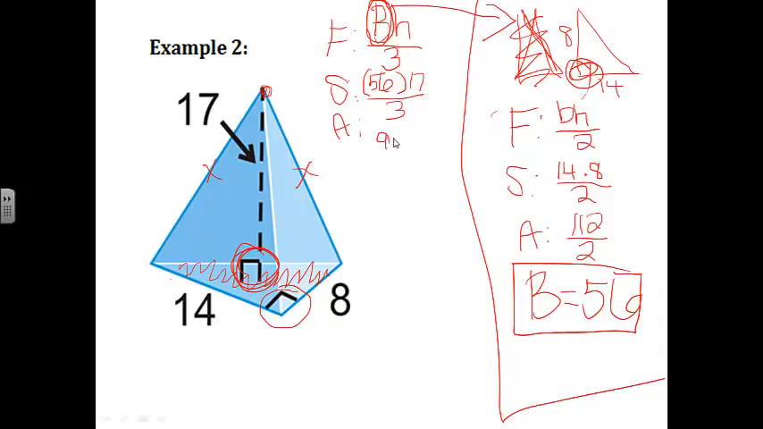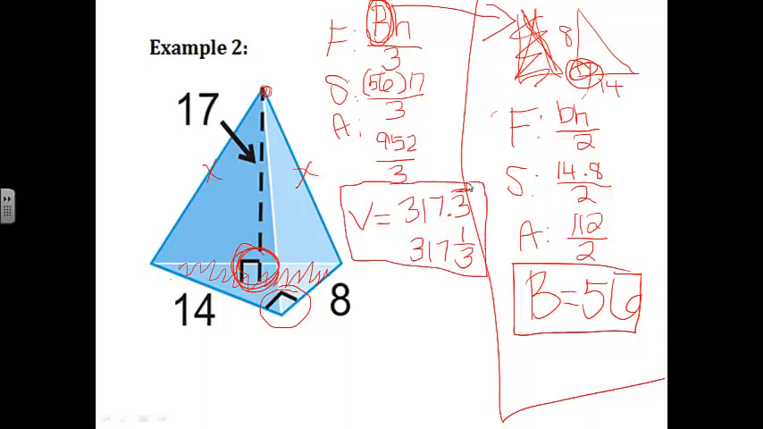Alright? We should have got 952 divided by 3. So the volume of the entire figure would be approximately 317 and 3/10, repeating, or 317 and 1/3. Either one would work. Alright guys, I'm going to change my color really fast and then we'll be done.